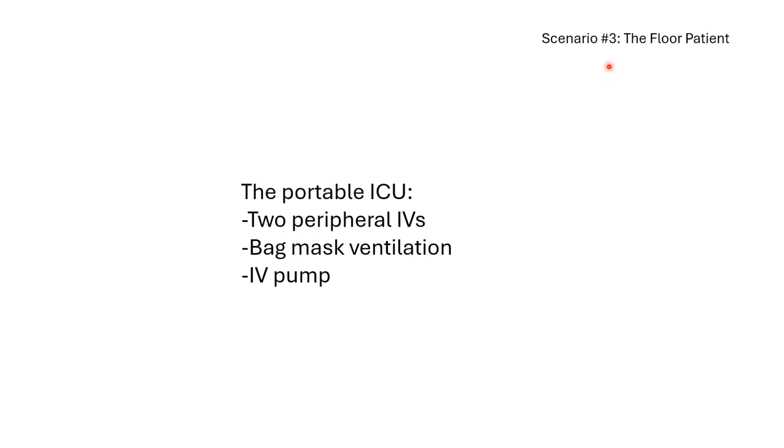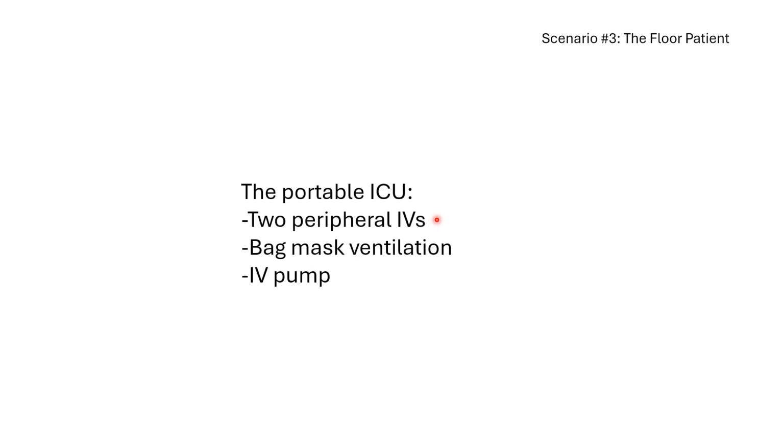So let's see, scenario number 3, this is the floor patient. This is the patient who's on the ward that needs to be transferred to the ICU. I'm going to focus particularly on the patient who is about to code. All the same principles apply, but what really helps in that scenario is if you have what I call the portable ICU. If you have 2 peripheral IVs, bag mask ventilation, and an IV pump handy, you can keep just about anybody alive long enough for the rest of the ICU team to get there, for the patient to be intubated or for them to be transferred to the ICU, central line, whatever, right? If you have this in place, you can do quite a bit, right?